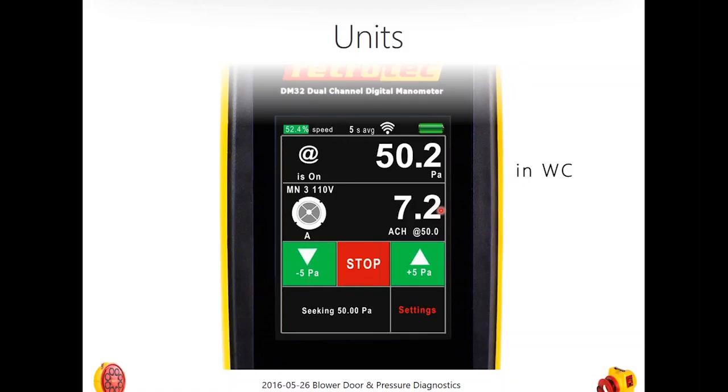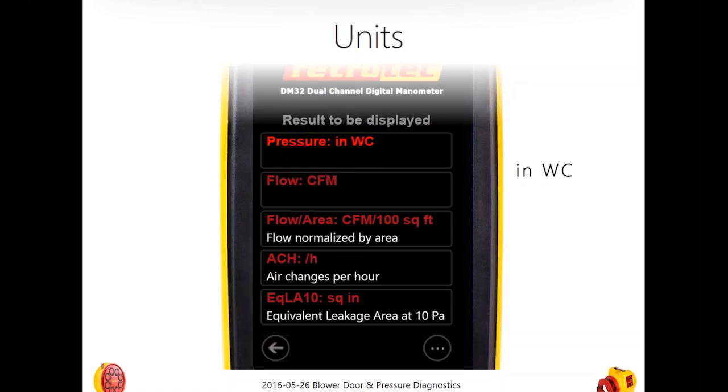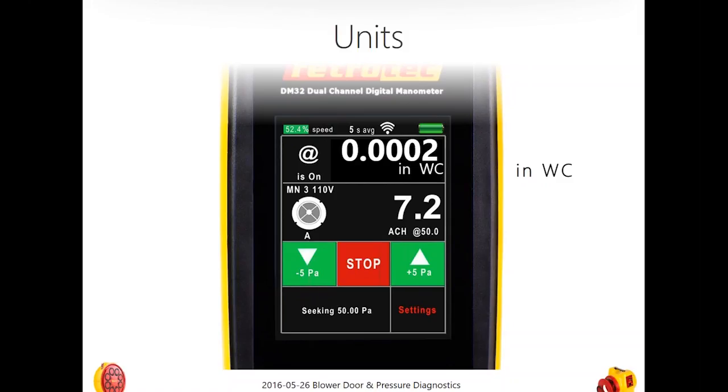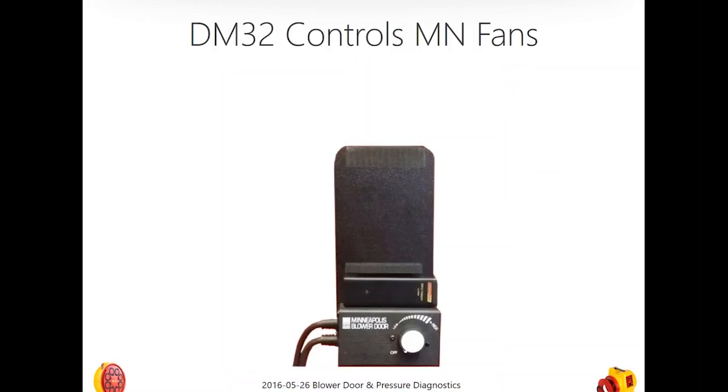Let's not forget, I know that a few people out there mentioned that they're using Energy Conservatory fans. The DM32 will also control any Minneapolis fan, any Energy Conservatory fan, or you can see the exhaust flow meter, the TrueFlow grid, or Duct Blaster. Any of those things it can actually control. You just need an adapter.